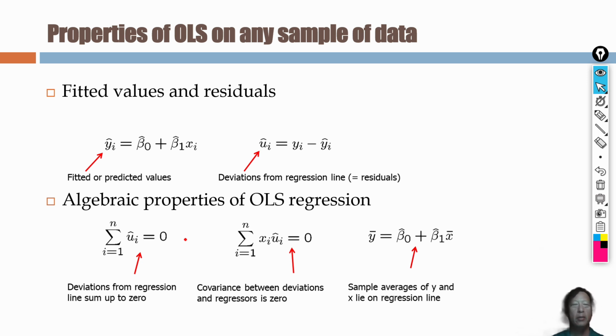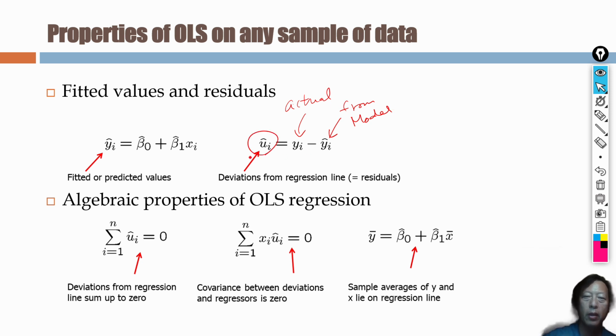Properties of the OLS, ordinary least squares, on any sample data. So y hat is the fitted or predicted value, okay? And then this is the actual data, and this is from the model. Then the difference is what we call the residuals. Residual means there is something we cannot cover. Using my statistical model, this model cannot cover something, because there are a lot of different factors that affect y. That is what we call the residuals.